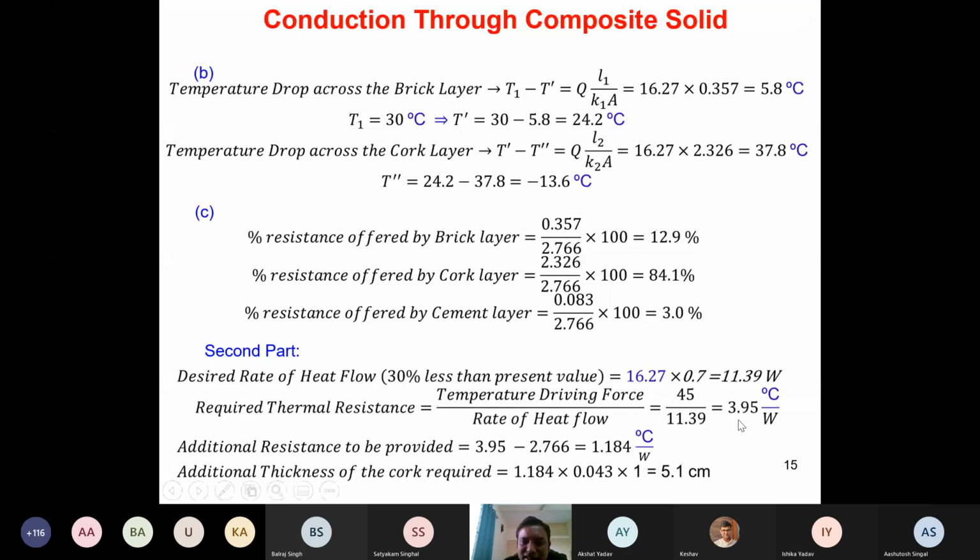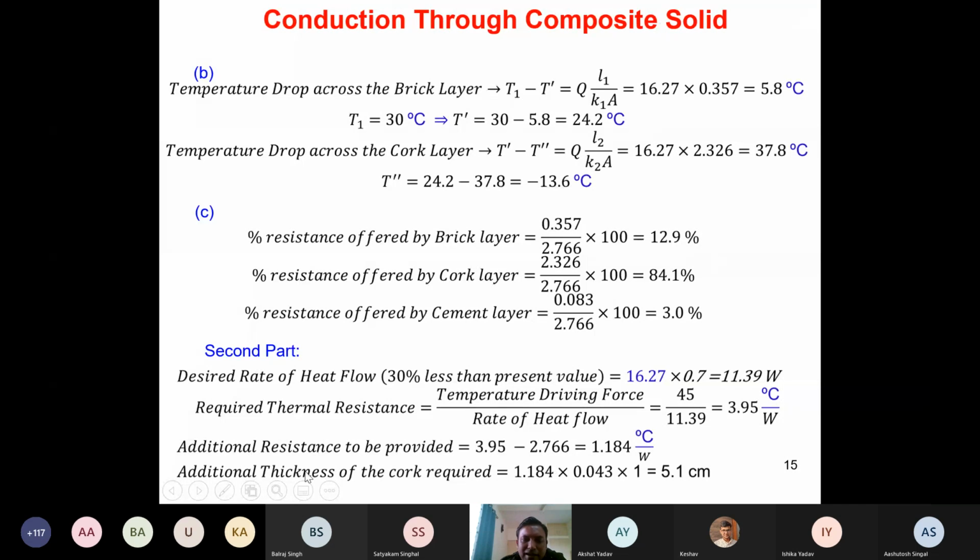So the additional resistance is 3.95 minus 2.766, which is 1.184. This is the additional resistance which we need to provide through the cork layer in between. So we want to increase the thickness of the cork layer so that this additional resistance will be provided by the cork layer in order to reduce the heat loss by 30%.